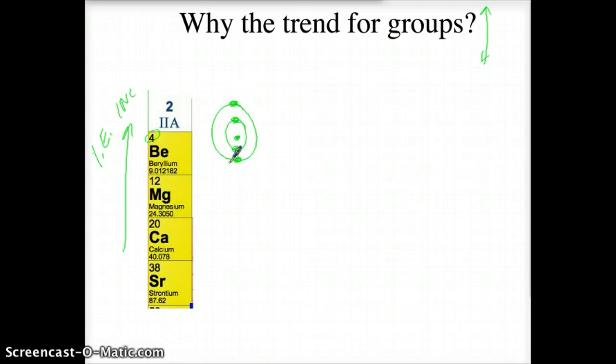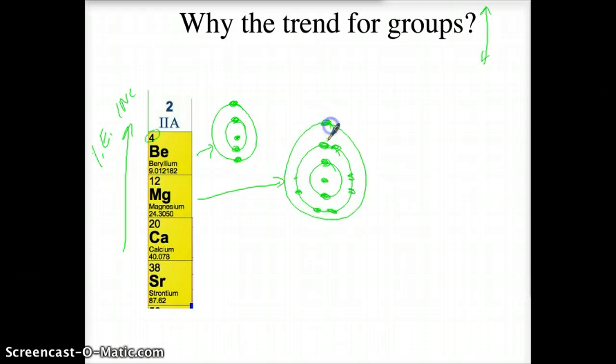These are our group 2 metals. And if I drew magnesium, it has 12 electrons. That's going to occupy 3 energy levels. So these are a little bit messy Bohr models, but you'll get the idea. But we can see here, it's the same idea. This atomic radius, R2, it's much greater than R1.